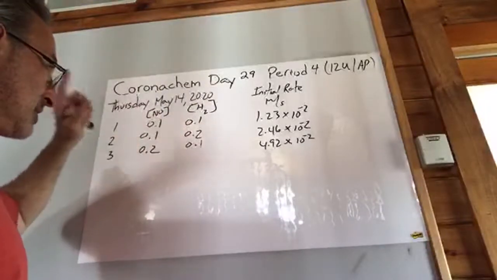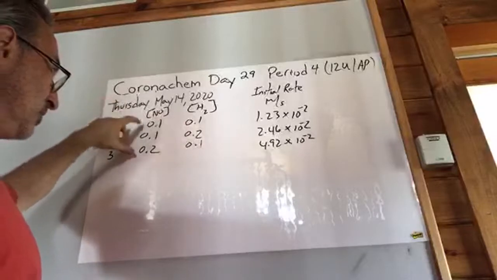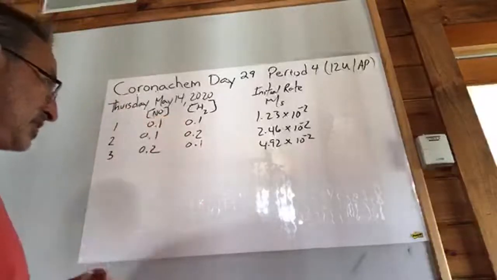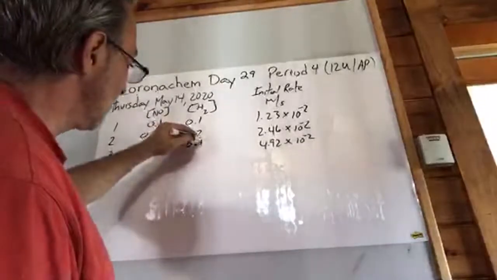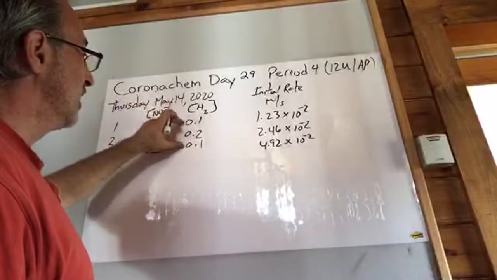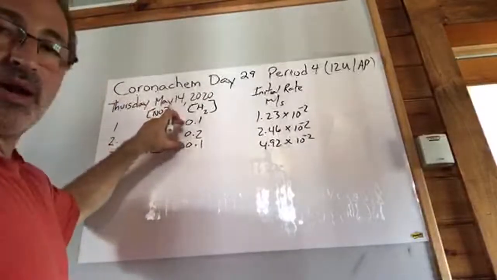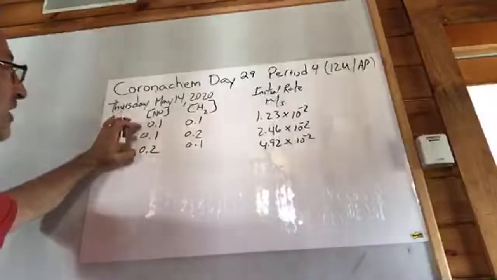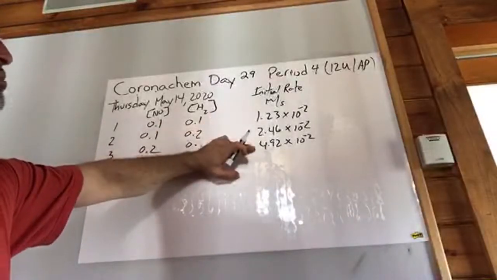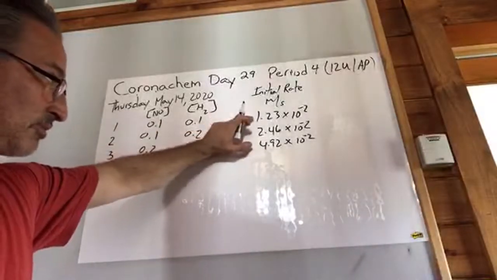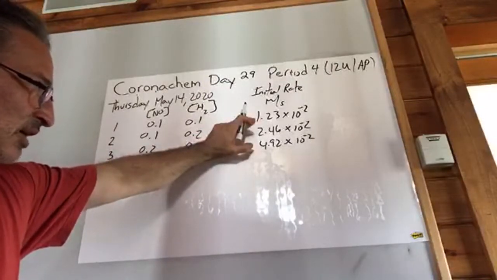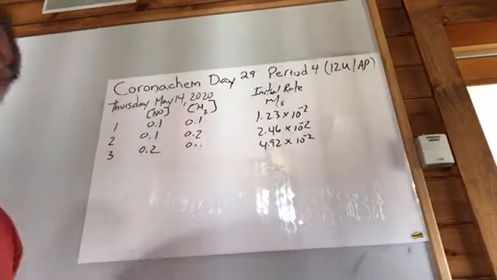Now let's see the effect it has when you double the NO concentration while keeping the hydrogen concentration constant. So in experiments 1 and 3, the concentration of hydrogen is kept at 0.1, but the concentration of NO is doubled. What effect does it have on the rate? It quadruples it, because 1.23 times 4 gives you 4.92. So it quadruples the rate.